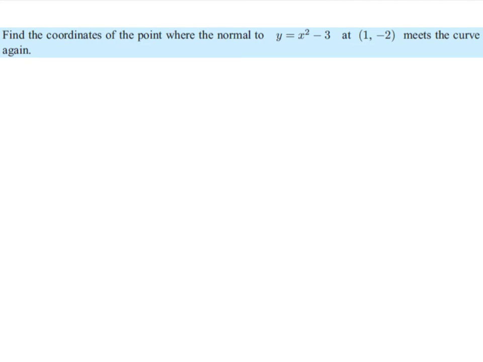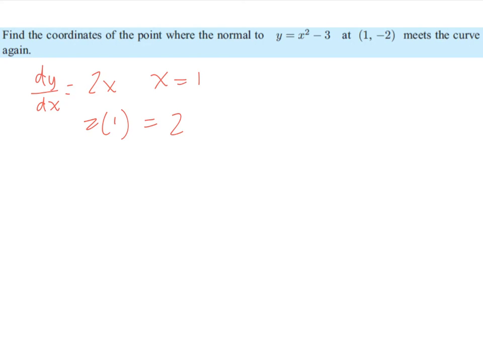Last example, find the coordinates of the point where the normal to y equals x squared minus 3 at 1, -2 meets the curve again. So we're going to find our derivative. So dy dx is equal to 2x. Then we're going to find our derivative when x equals 1. So we're going to plug in 2 times 1 is 2. So our derivative at the point x equals 1 has a gradient of 2.